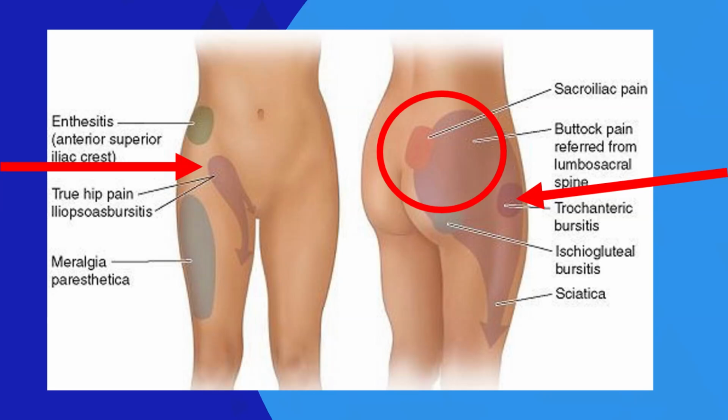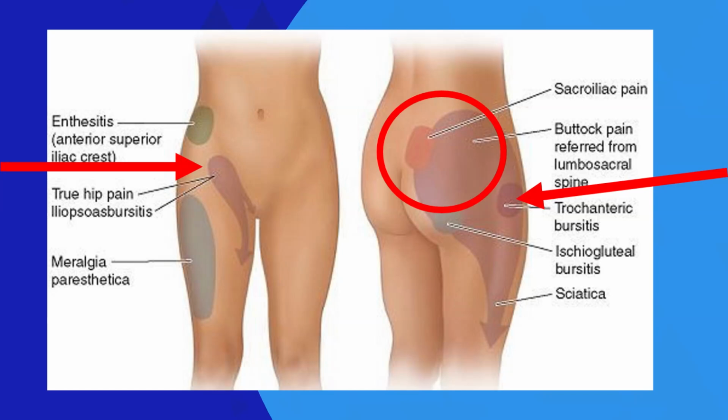And the arrow on the right points more to the side of the thigh. So that's on the side of the top of the thigh. And then the circle on the back is over the low back and buttock. So those are really common locations for patients to point to when they have pain around the hip joint and come in and say that their hip is hurting.